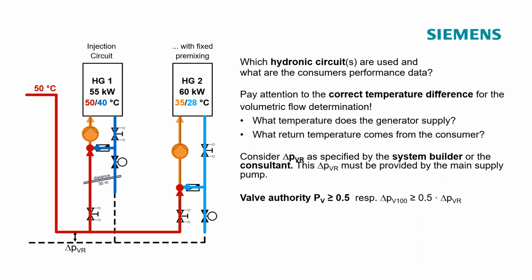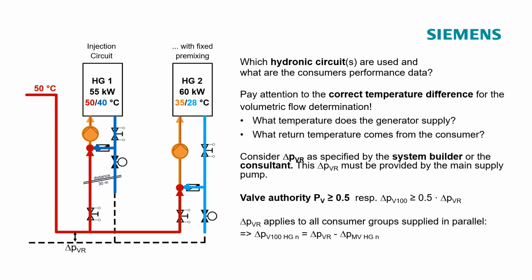The valve authority PV should be equal to or greater than 0.5, or in other words, delta PV100 should be equal to or greater than 0.5 times delta PVR, for the consumer group with the largest delta PMV. Delta PVR applies to all consumer groups supplied in parallel. This means that the control valve in a consumer group N with its delta PV100 should bring the difference between delta PVR and delta PMV of this consumer group N into the plant.